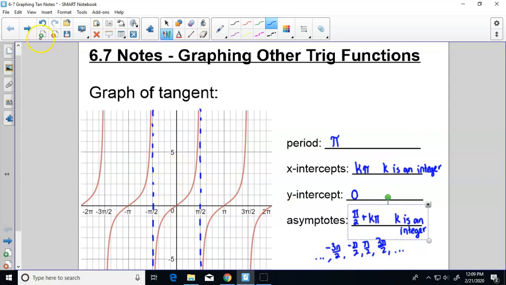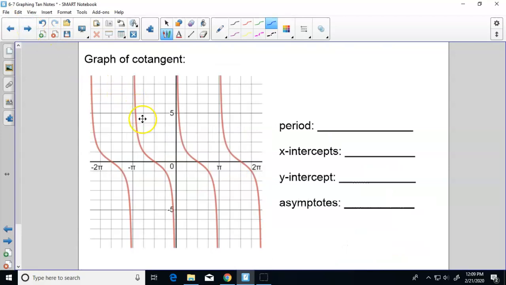Okay. So, the graph of cotangent looks very similar, except it's sort of flipped upside down, which makes sense because tangent is sine over cosine, and cotangent is cosine over sine. So the period of this graph is still pi.